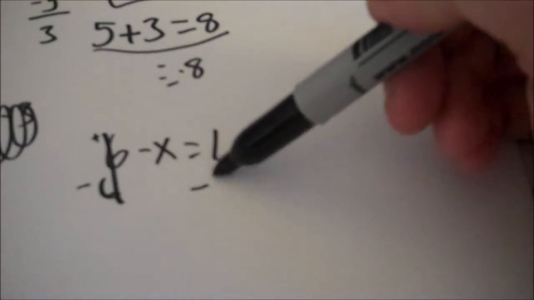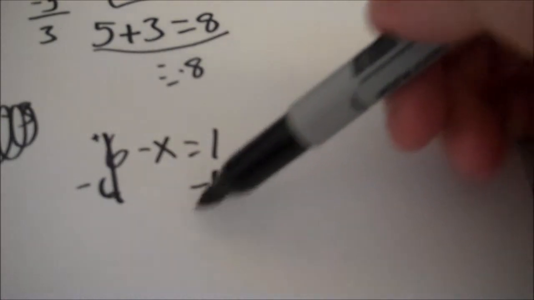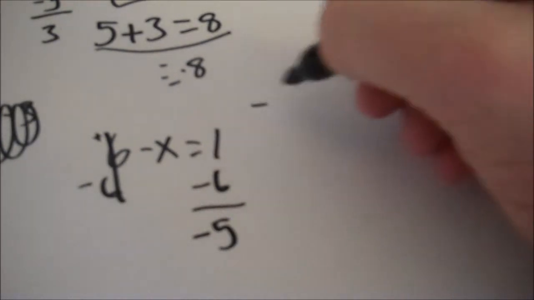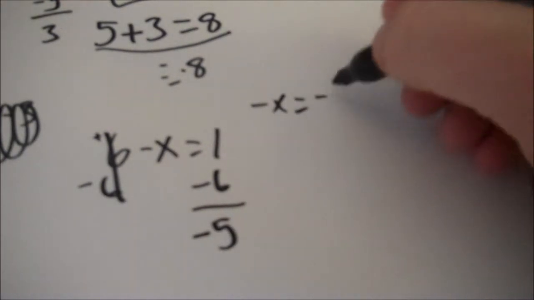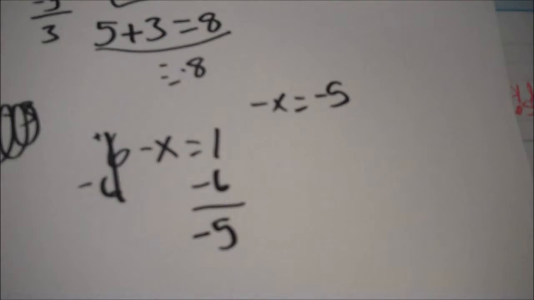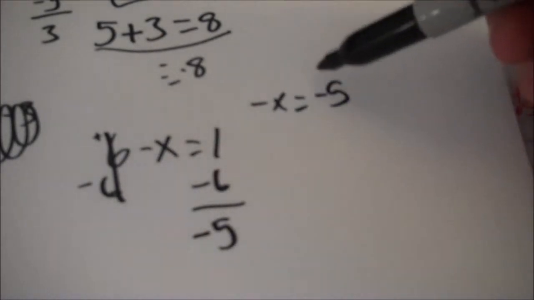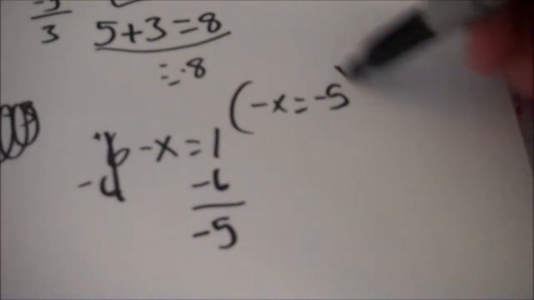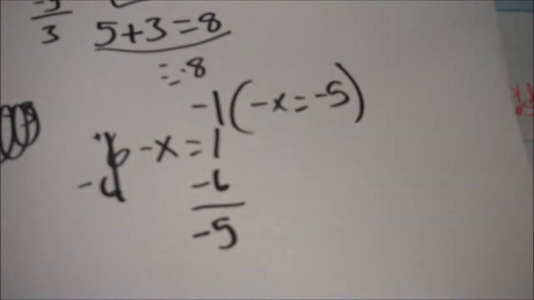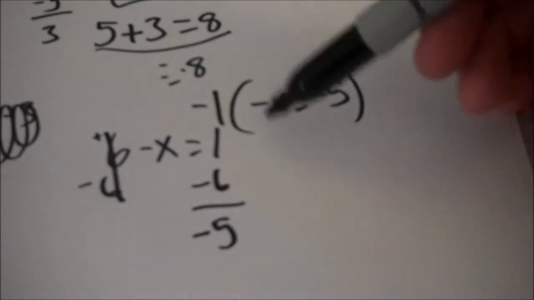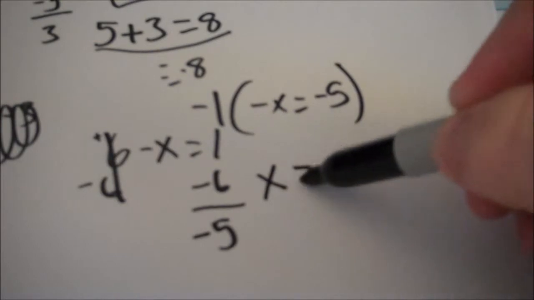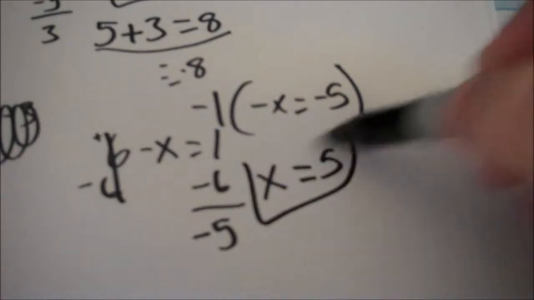So 1 minus 6 equals negative 5. And negative x equals negative 5. Now, okay, cool, but the thing is we don't like negative variables. So we're going to cancel this negative variable out by multiplying everything by negative 1. What that'll do is keep the number the same, but it'll cancel out the negatives. So therefore, we get x equals 5.